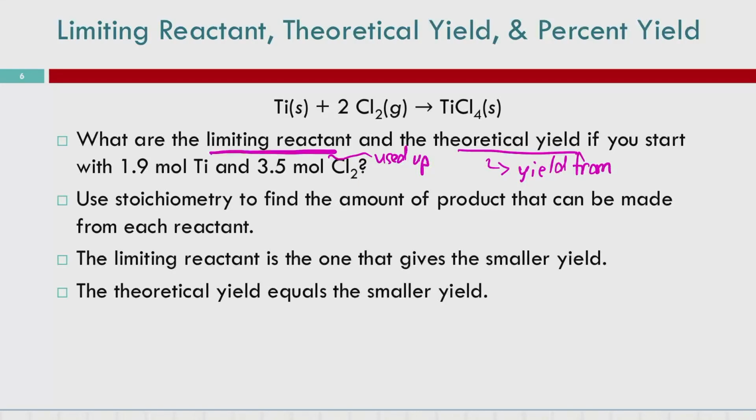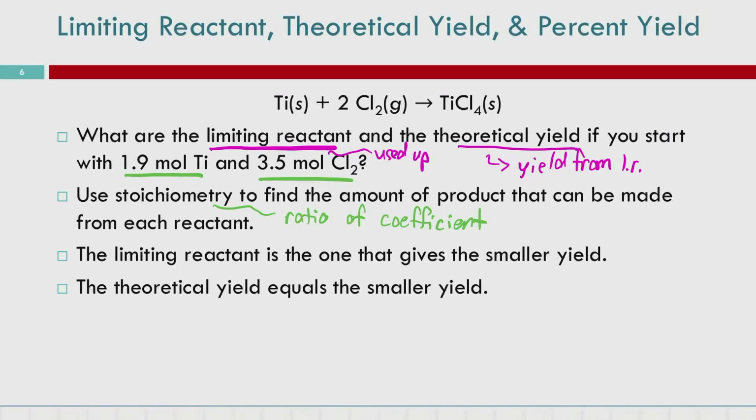The yield from the limiting reactant. If we start with 1.9 moles titanium, 3.5 moles of chlorine, we're going to use our stoichiometry, our ratio of coefficients. We'll look and see how much of the products we can make from each reactant.